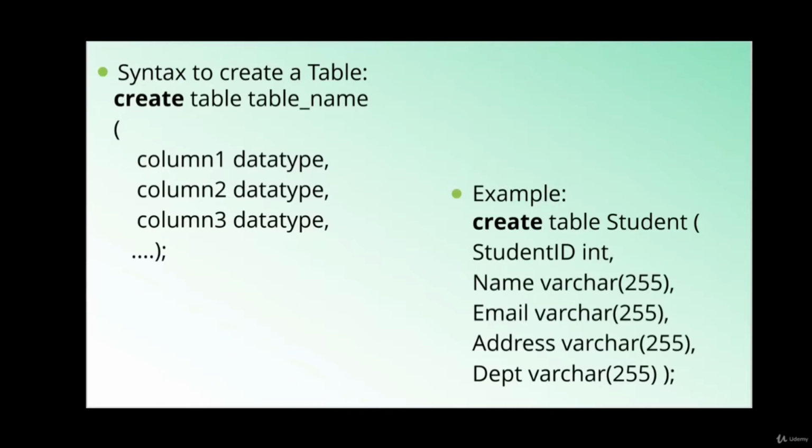We also have to specify the data type that is associated with every column. For example, in the student ID column, the data type will be int because it will accept numeric values. Whereas for the other columns, the data type is varchar because it will accept string values. In brackets, we have to specify the size according to the requirement.